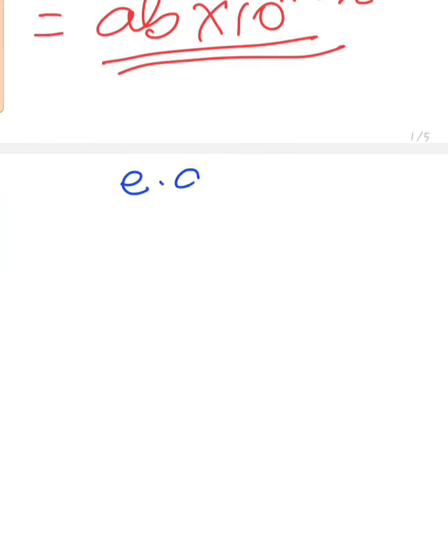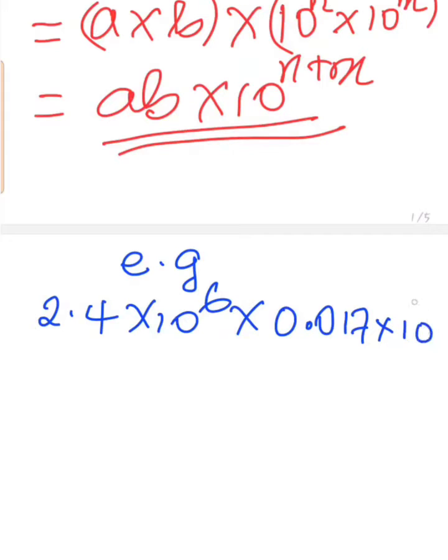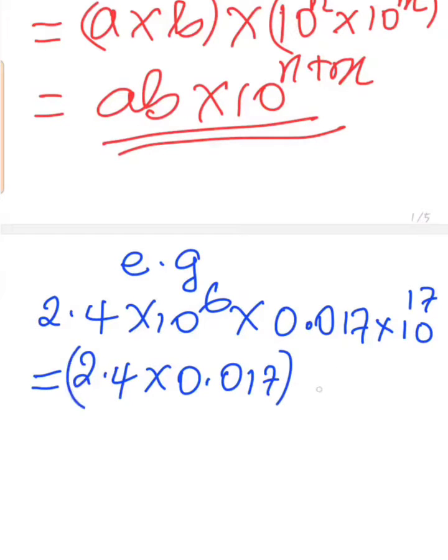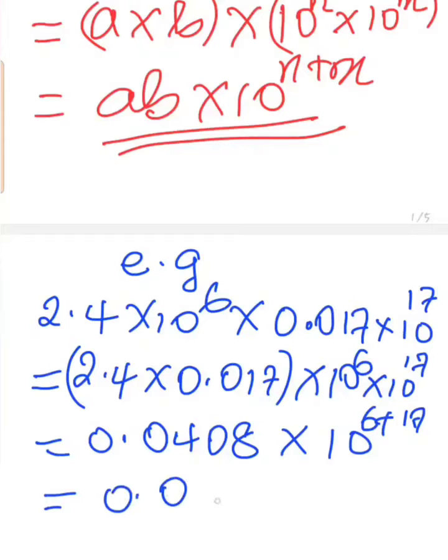Now we can take an example. If I have 2.4 times 10 to the 6th multiplied by 0.017 times 10 to the 17, I will have 2.4 multiplied by 0.017, the decimal parts multiplied together, times 10 to the 6th times 10 to the 17. So I multiply the indices together. From there, I have 0.0408, the result of the decimal parts multiplied, times 10 to the 6 plus 17. Since the bases are the same, I will add the powers. And from there, I get 0.0408 times 10 to the 23rd.